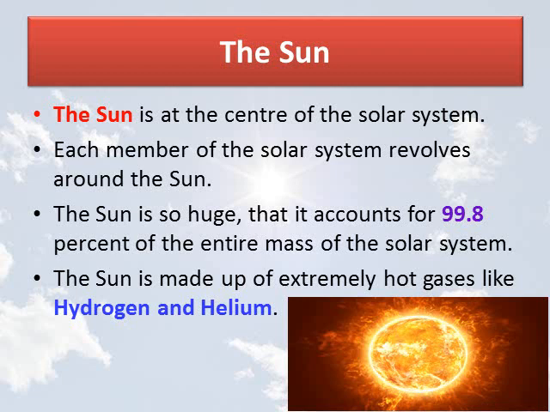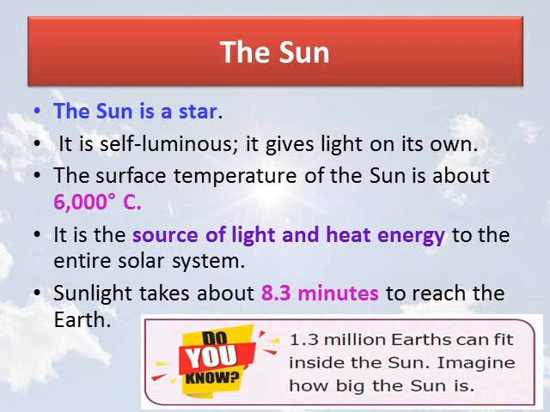The Sun is made up of extremely hot gases like hydrogen and helium. Two gases it is made up of: hydrogen and helium. Dear children, the Sun is a star. The Sun is a star. It is self-luminous. Self-luminous, S-E-L-F, self, L-U-M-I-N-O-U-S, luminous. That means it gives light on its own. That's why it is called self-luminous.